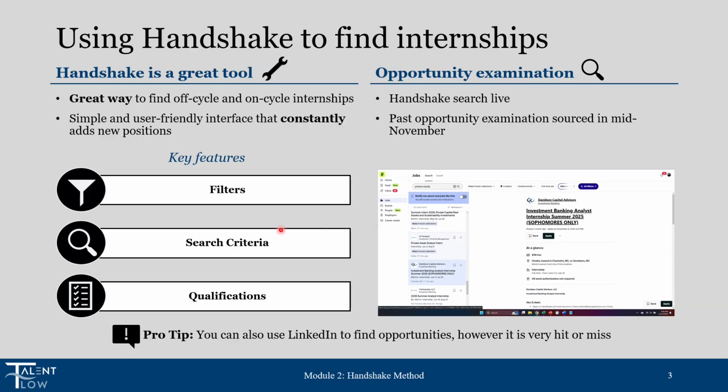Okay, so now that we know how to use the filters on Handshake and we know what to search for in the search criteria function, let's focus on a few different past opportunities that we sourced from mid November and look at the different qualifications of each and see what's desirable and what's undesirable. So let's jump into it.